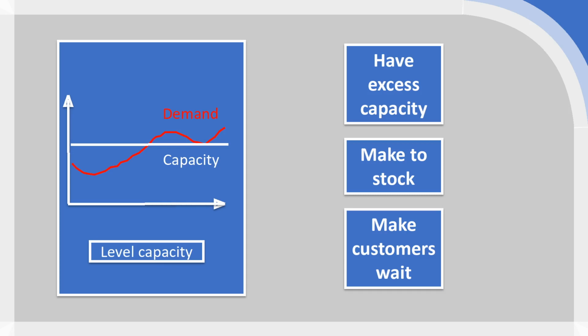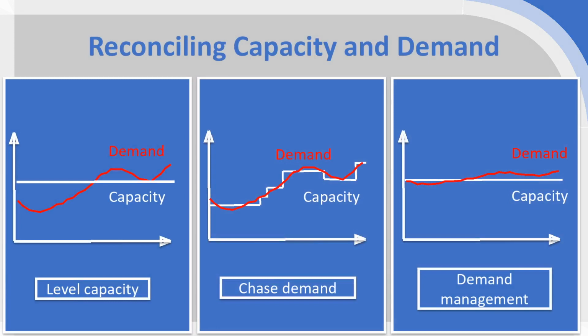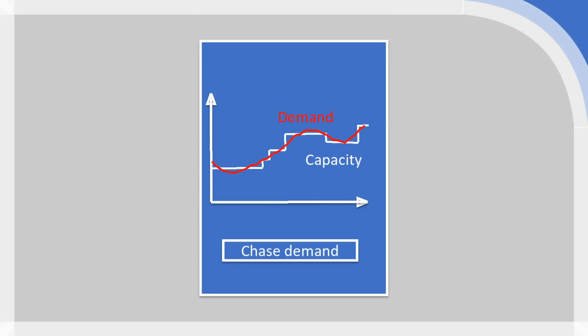So if we move to the second mechanism of reconciling capacity and demand, that would be chasing demand. In this approach, we are going to change our capacity within the operation in order to try and match demand. So as demand rises, we're going to increase our capacity, and as demand falls, we're going to decrease our capacity. So this does require us to have the ability to change capacity without major negative impacts.